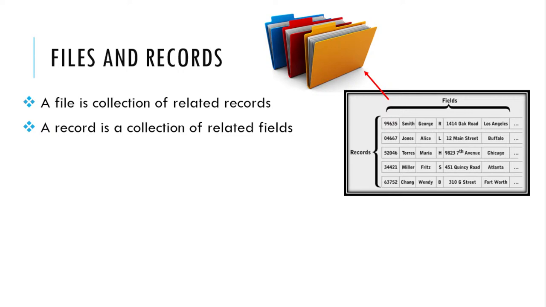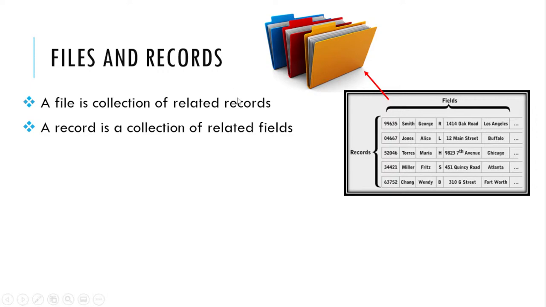Now, before we start, you need to make sure that you know what files are and what records are, because I'm going to be using those words an awful lot. Records are a collection of related fields. A record is a collection of related fields. A file is made up of related records.